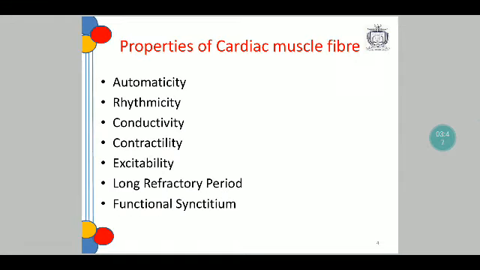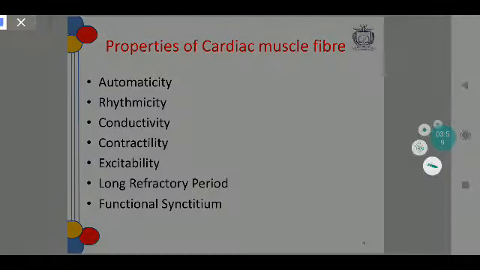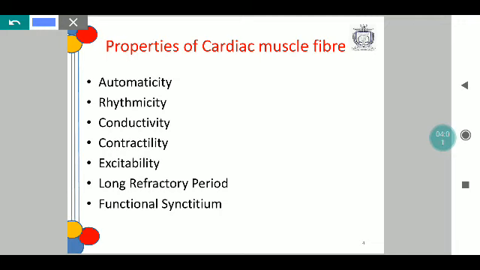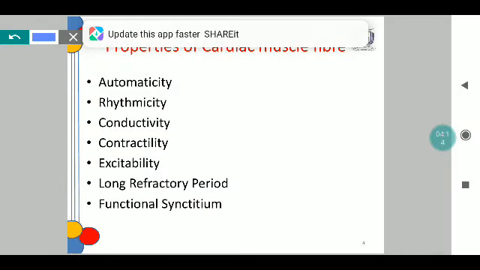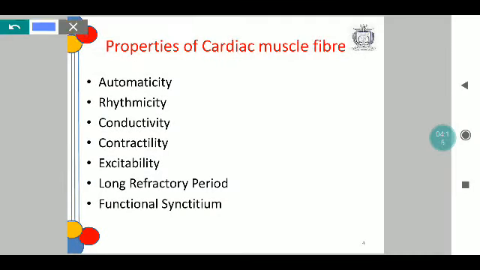Moving forward, if we consider histologically, cardiac muscle is unique compared to skeletal and smooth muscles. Certain unique properties of cardiac muscle fiber include automaticity, which means that the beat and sustained contractions are automatically generated within the cardiac muscle itself. Rhythmicity is maintained. When I say that rhythmicity is maintained, I mean that the rhythm of contraction and relaxation continues on its own.